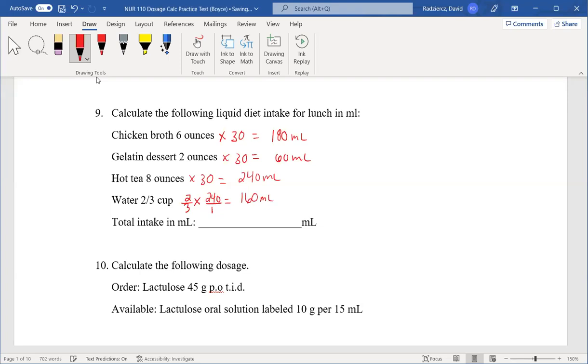So again, you can go ahead. Can you go over that again? Sure. So we know 1 cup is 240 milliliters, right? So I just did 2/3 times 240 milliliters.